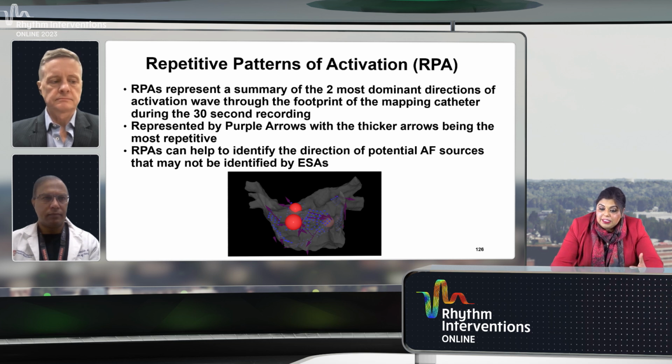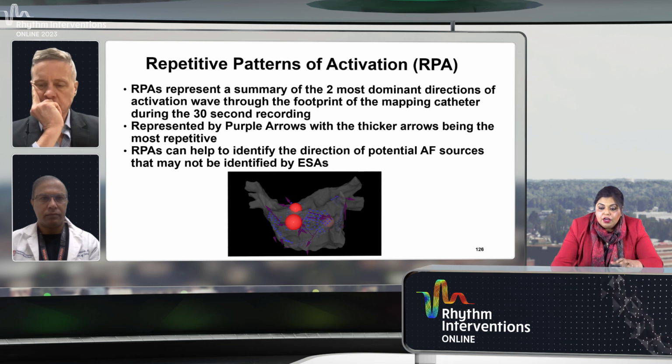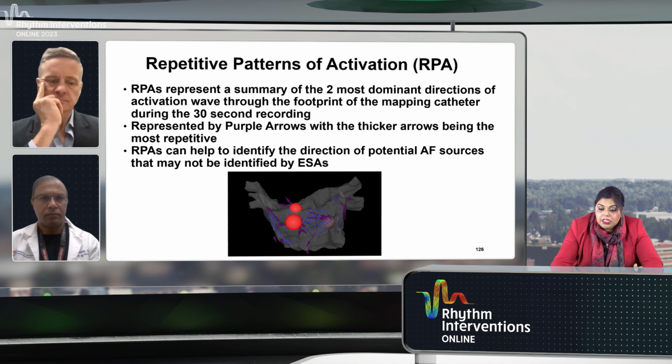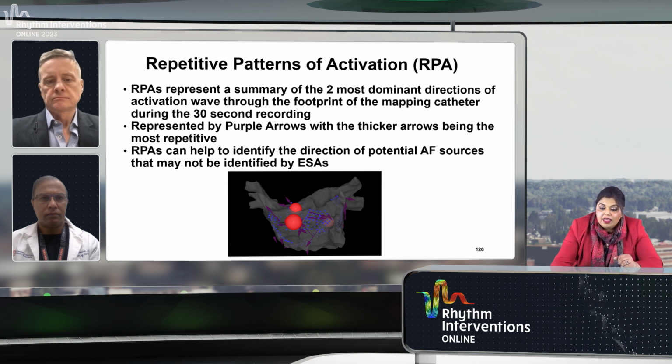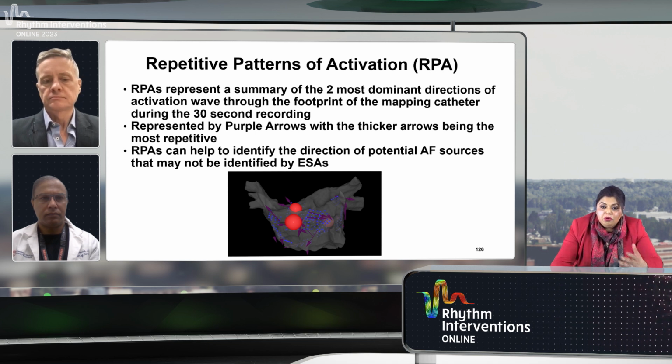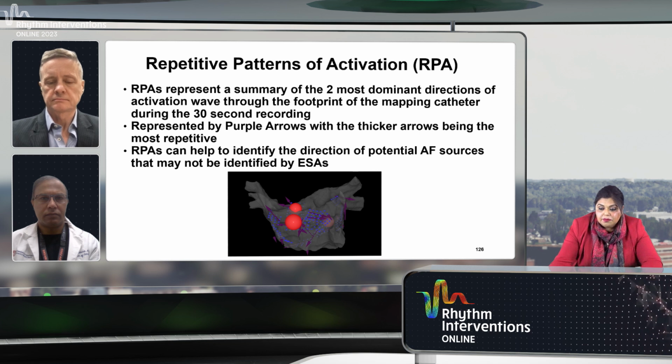What do we mean by repetitive patterns of activation? These represent a summary of the two most dominant directions of activation wave through the footprint of the mapping catheter, recorded, as I said, during that 30-second recording. These are represented by the purple arrows. Again, they've made the system very intuitive with the arrows and the spheres. The thicker the arrows are, the more repetitive it is. And these repetitive patterns of activation help us identify the direction of potential AF sources that we might not pick up with just the early sites of activation.